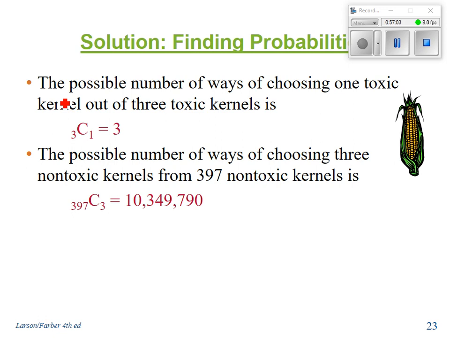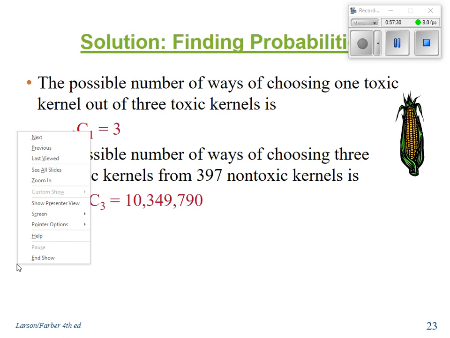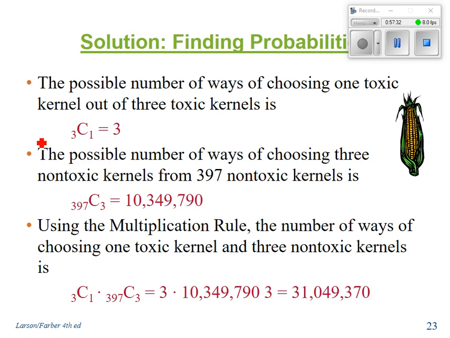So watch closely on this one, this is a little tougher, and this goes back to the other one. The possible number of ways of choosing 1 toxin kernel out of 3 toxin kernels, there's 3 different ways, right, that we could choose it. The possible number of ways of choosing 3 non-toxic kernels from the 397 non-toxic kernels is 10,349,790. A lot better. So when we have that, that's going to tell us our total possible outcomes that we could get.